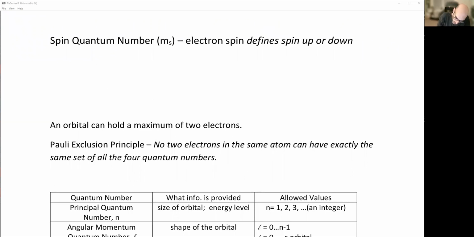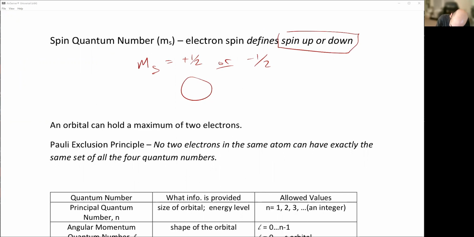All right, next up, the last quantum number, and this is the simplest one, thankfully. The last quantum number is M sub S. M sub S has 2 values. M sub S can be +1/2 or -1/2. Those are the 2 options for the magnetic spin quantum number. It defines as spin up or spin down.